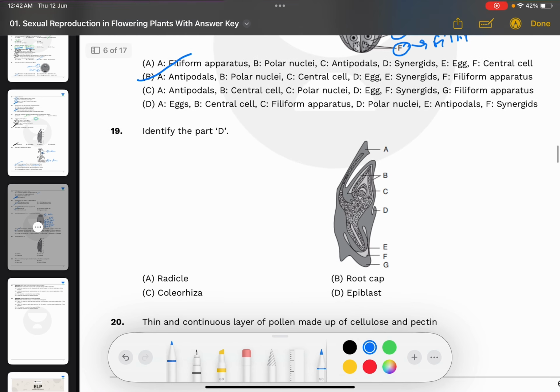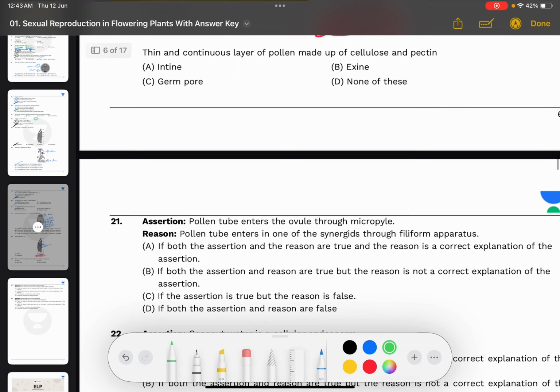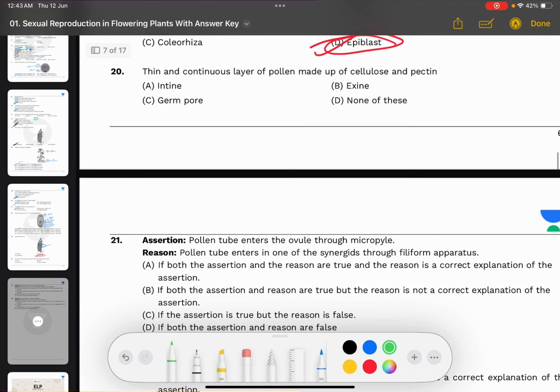Very nice. Identify the D1. Here you can see D1, and that is what we call the epiblast, I think. Epiblast, I think. Let me see. Yeah. Epiblast, that's what we are going to study. We have studied it, thanks to my botany teacher who taught me very nicely. Epiblast is the answer.